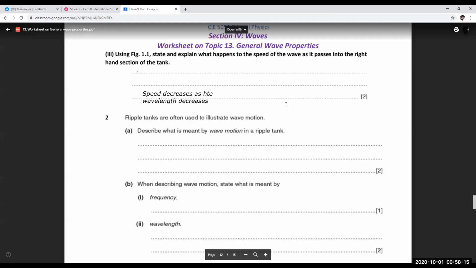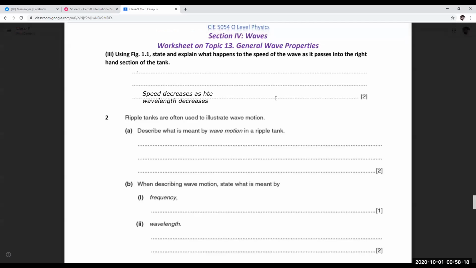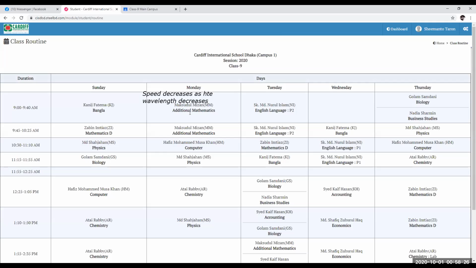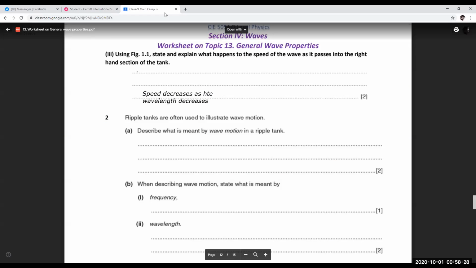Okay, now if everyone is done, then I will give you one important note, because some of the students were absent in the last class. I have to make you understand why the wavelength is less here. Because from the diagram, when Saad saw the diagram, he understood the wavelength decreases. But what about others? Do you understand how he could get it that the wavelength decreases from the diagram? Can you go to the diagram again?